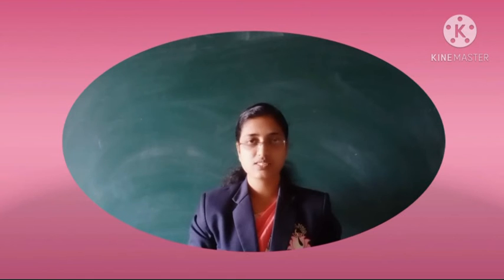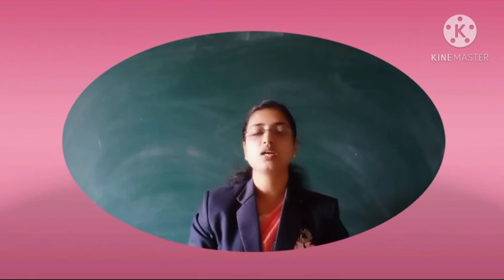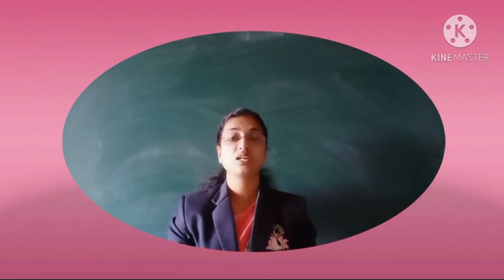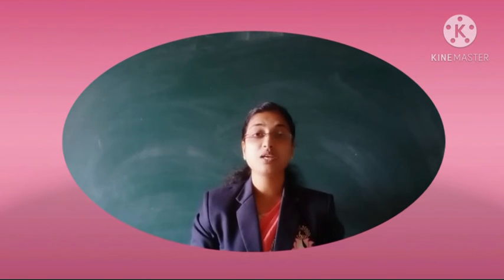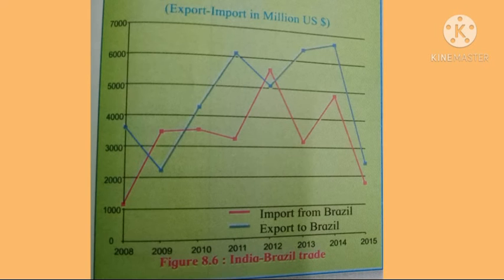Now we are going to see this graph which is given in your textbook. It will help you to understand more about the trade between India and Brazil, which one has more favorable trade and which one has unfavorable trade, and how it is helping the economy of these countries. So students, now you can see the graph given in your textbook, page number 59, figure 8.6. It shows the trade between India and Brazil. We have to go through the graph and try to understand the export and import values in India and Brazil.